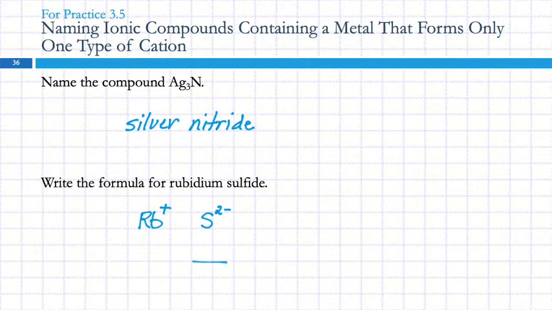So these charges need to be equal. So currently we have -2 and +1. We need more of this guy. So we're going to just draw him in again. So there's 2 of those. Now it's +2. And they are the same.